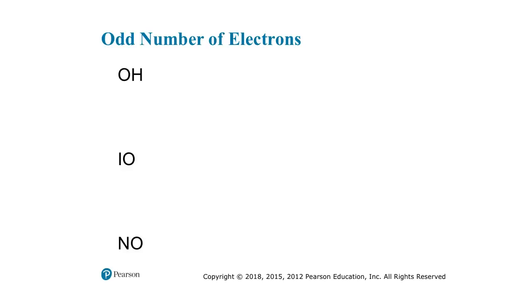Some molecules will violate the octet rule by simply having an odd electron count, such as OH and IO. So OH would have 6 plus 1 total valence electrons for 7. So we draw our single bond to hydrogen, and lone pairs. We just don't have the extra lone pair to give oxygen its octet.